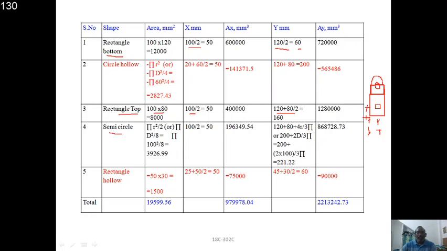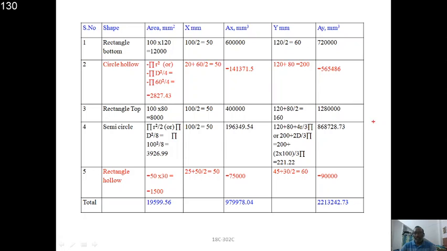Now coming to the semicircle, here also the radius is 100 by 2, because the diameter is equal to 100, so we are taking it as 100 by 2, right? And for the semicircle, the distance is taken from the origin for the y axis, so this is 120, up to this is 120, and from this it is 80, and 4r by 3 pi is the centroid of the semicircle. Hence add all those things, 120 plus 80 plus 4r by 3 pi, to obtain the y bar.